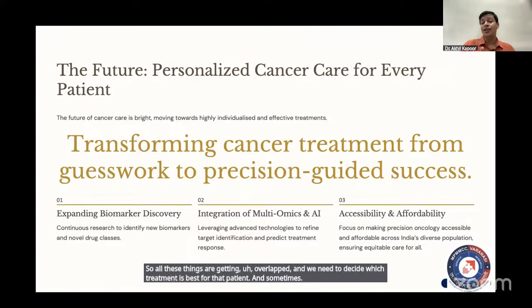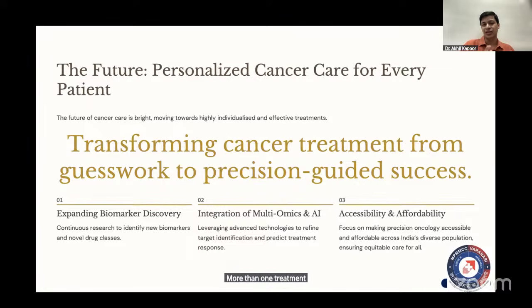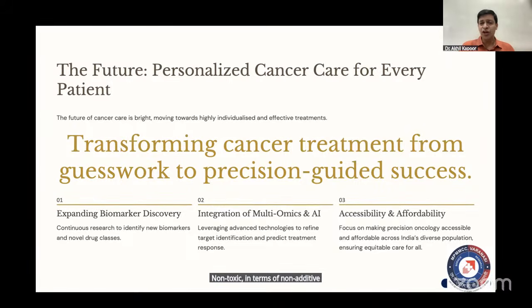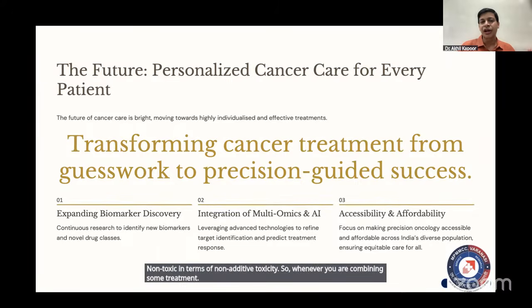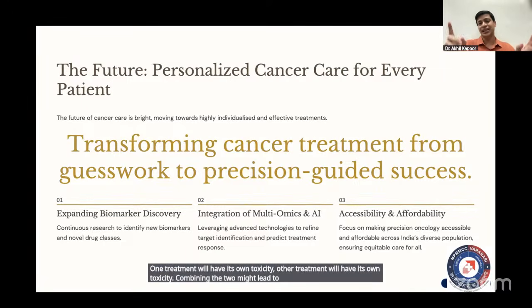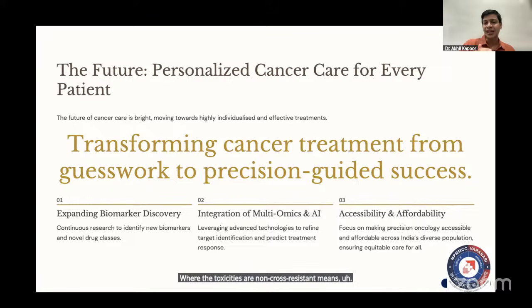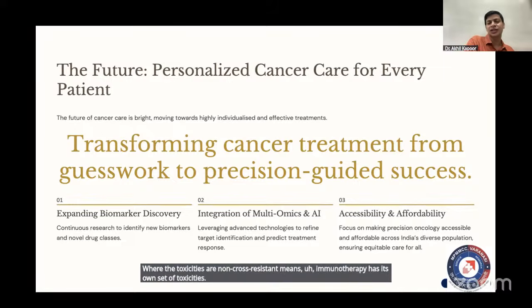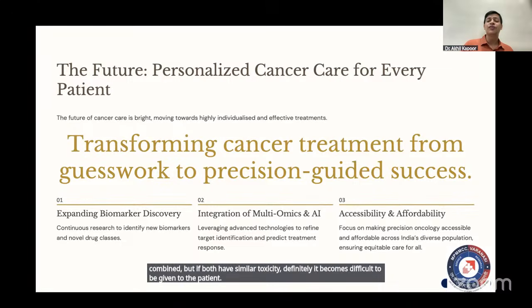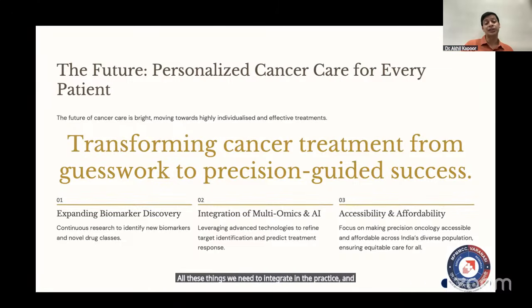And sometimes more than one treatment is also combined in such scenarios where the options are non-overlapping in terms of non-additive toxicity. Whenever you are combining treatments, one treatment will have its own toxicity, the other treatment will have its own toxicity. Combining the two might lead to more toxicity. So we need to check whether the toxicities are non-overlapping. Immunotherapy has its own set of toxicities. Capecitabine has its own set of toxicities. So these two can be combined. But if both have similar toxicity, definitely it becomes difficult to give to the patient. So all these things we need to integrate in the practice, and also accessibility and affordability.